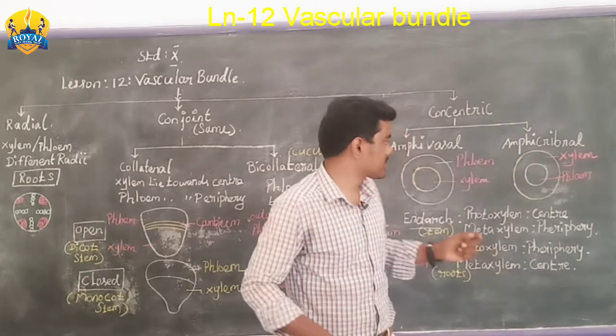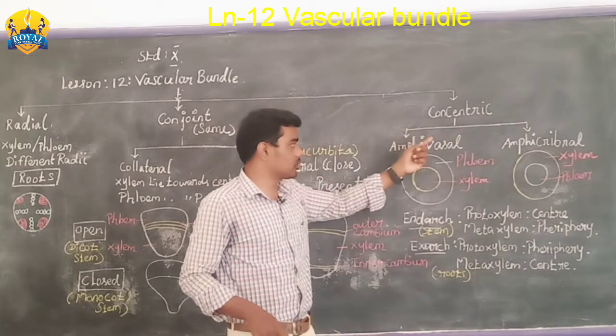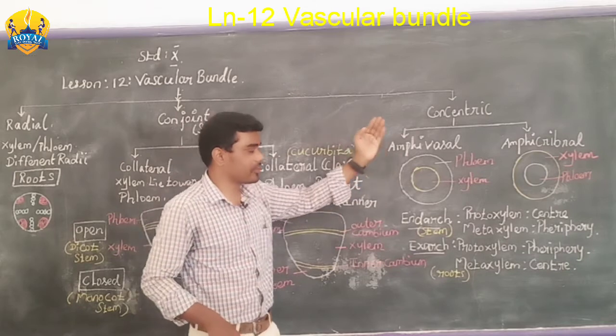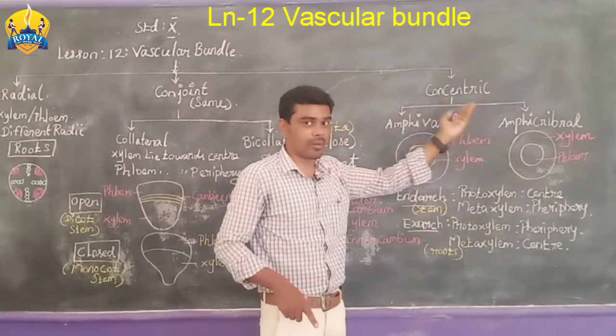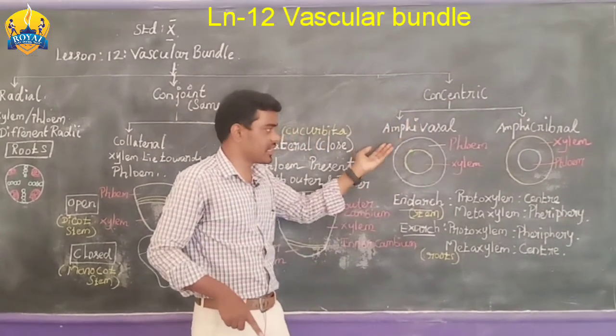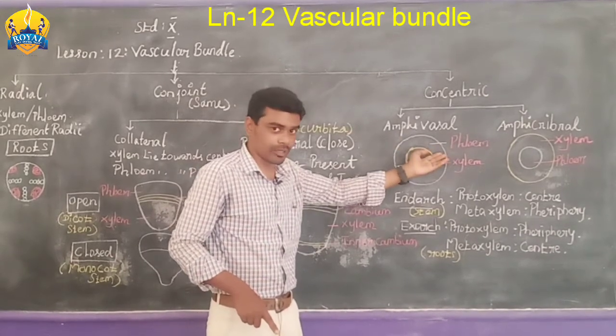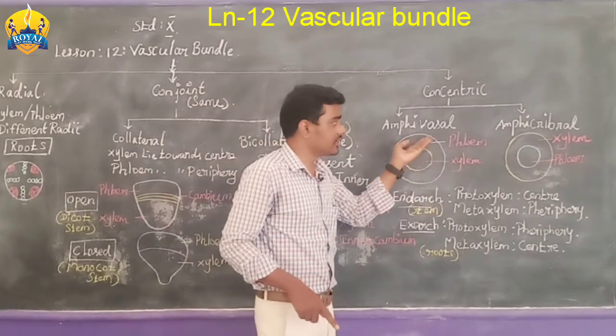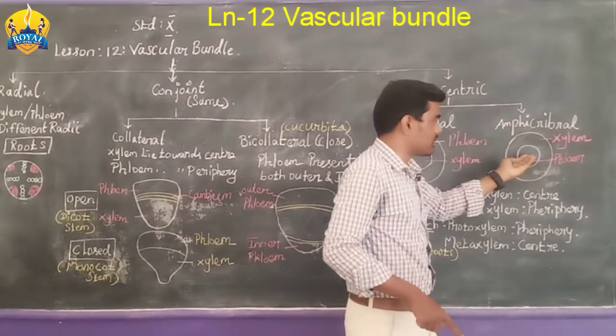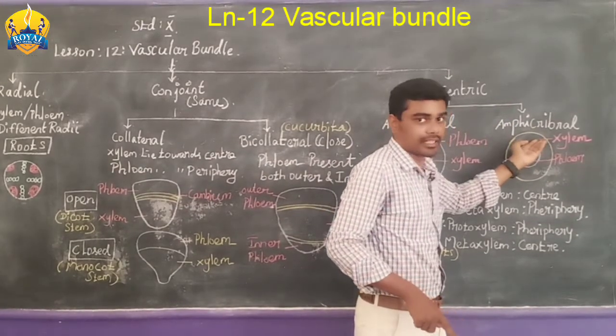And then concentric, which is amphiphloic and amphicribral. In the first, the xylem is surrounded by the phloem, for example carrot, as I told. In amphicribral, the phloem is surrounded by the xylem.